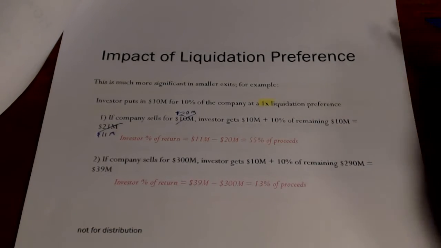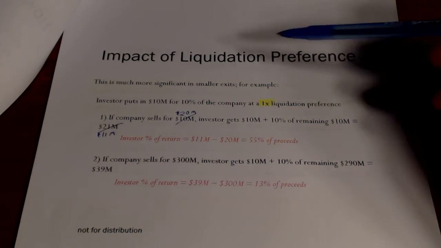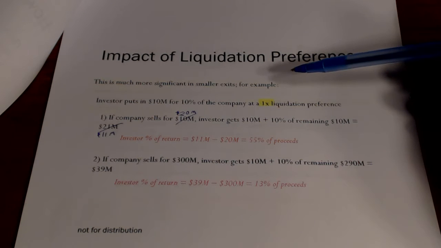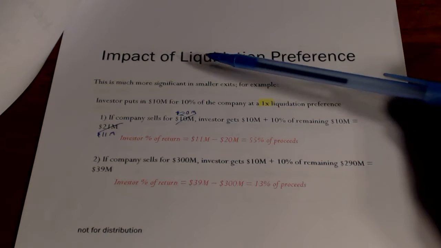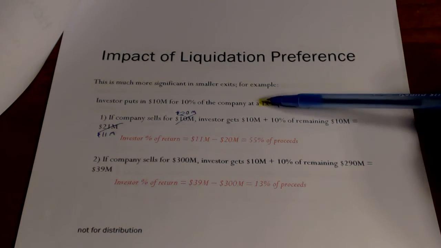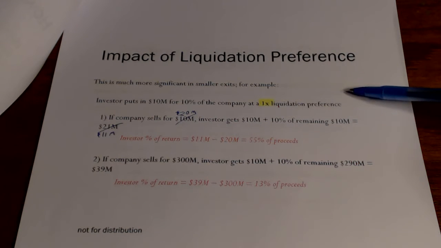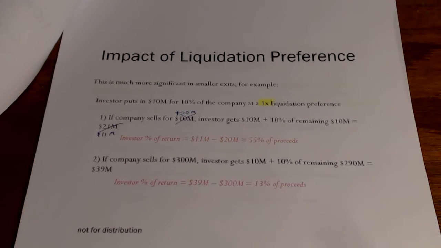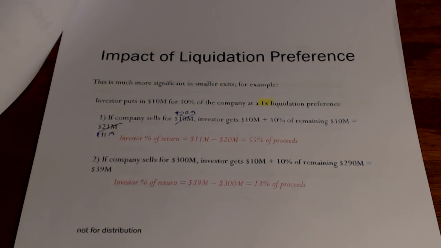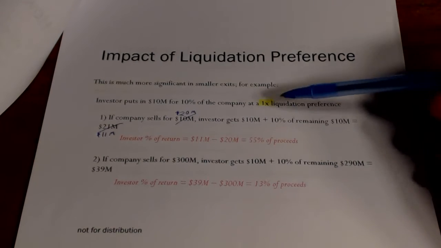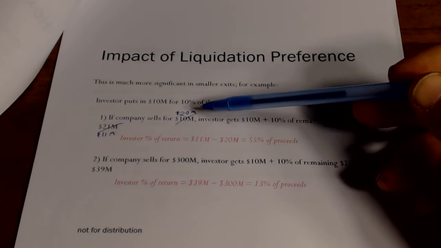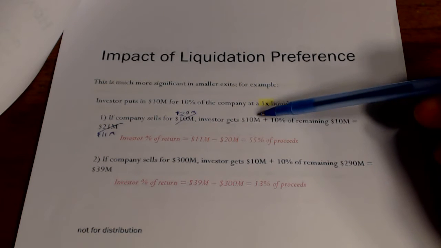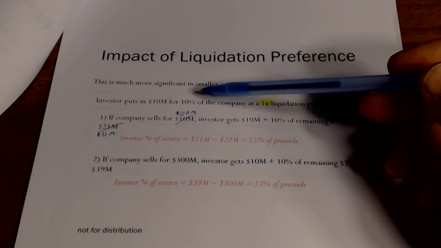Okay? So it says the impact of a liquidation preference. It really impacts it when it's a small sale that's barely enough money even to pay back the original investor. So in this example, an investor puts in $10 million for 10% of the company at a 1x liquidation preference. And their example is wrong. It's got a typo in it, so I corrected that. It says the company sells for 10 million, but it's really supposed to be 20 million to make this example work. If a company sells for $20 million, the investor gets his $10 million back plus 10%, because he owns 10% of the company.